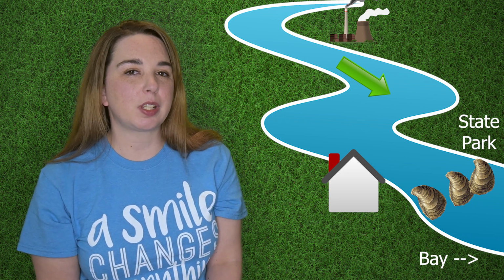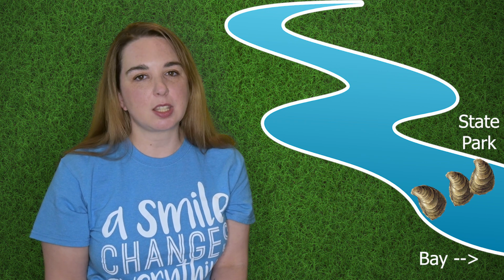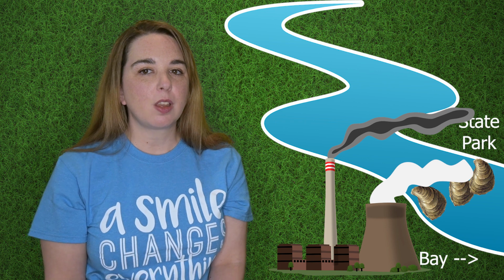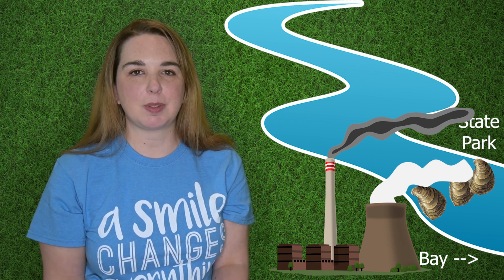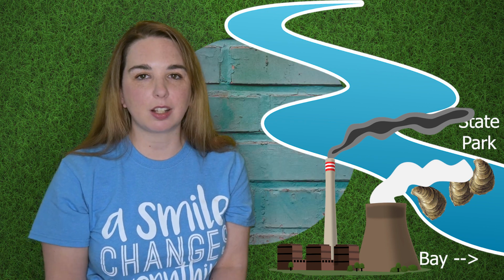So maybe to avoid exposing the houses to the contaminants from the power plant, you place the power plant further downstream. That saves all the people, right? Well, now there's no time to filter out the contaminants, and they're going to end up in the bay and filtering into the state park.